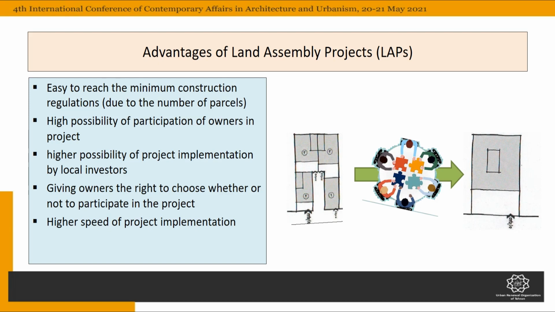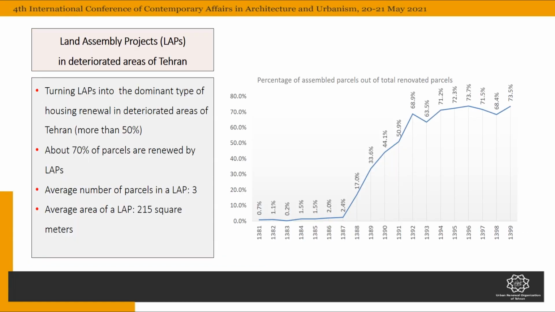Hence, mega-scale reconstructions were replaced by small-scale land assembly projects, which I call LAPs. LAPs had certain advantages such as their scale and its effect on realization of the project, their adaptation to residents' lifestyle, the delivery of interest to partners, the shorter period of construction, and so on. From 2012, LAPs turned into the major method in housing renewal in deteriorated areas of Tehran. Today, more than 50% of housing renewal projects are defined by land assembly. The average number of parcels in each project is 3, and the area of each project is on average 215 square meters.